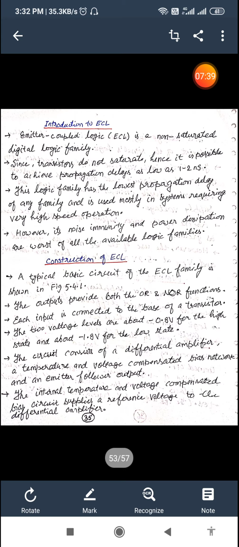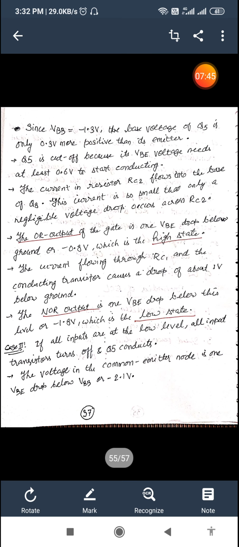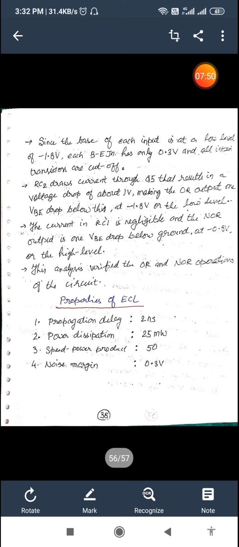After discussing all these things, now we come to the properties of ECL. Here we are discussing 4 points: propagation delay only 2 nanoseconds, power dissipation 25 milliwatt. So, speed power product is 50. Noise margin is 0.3 volt.